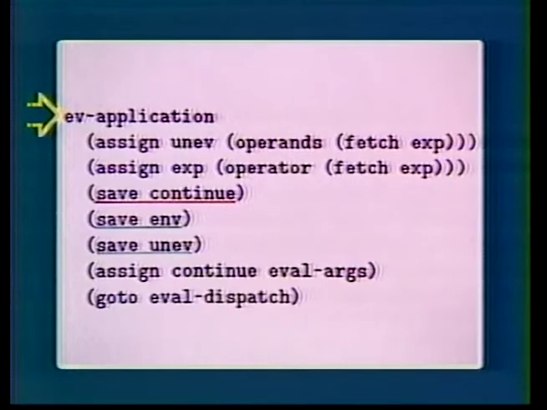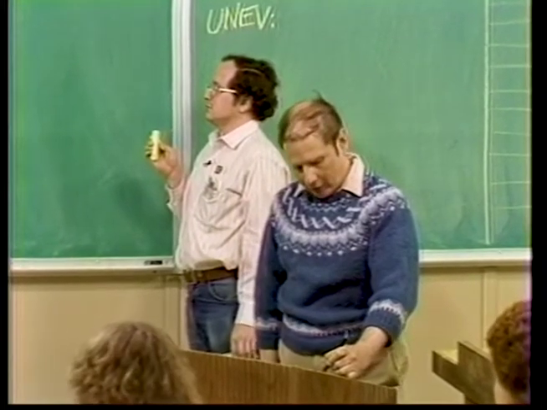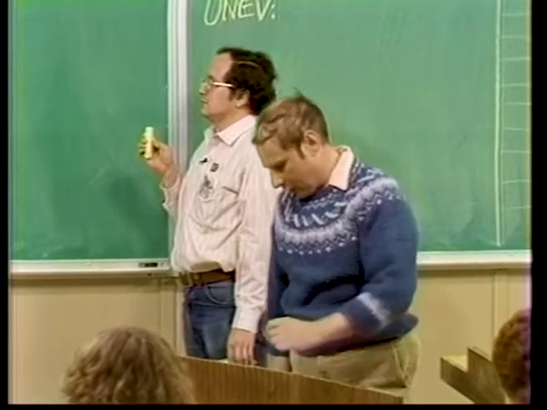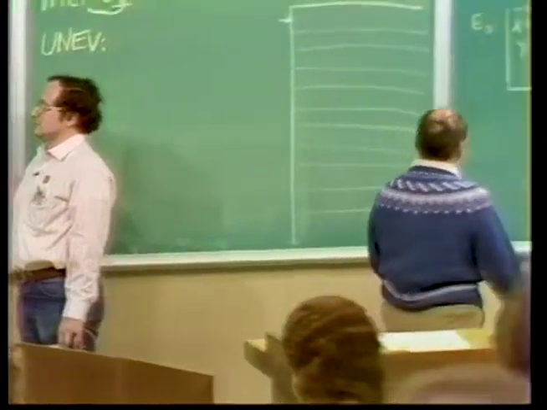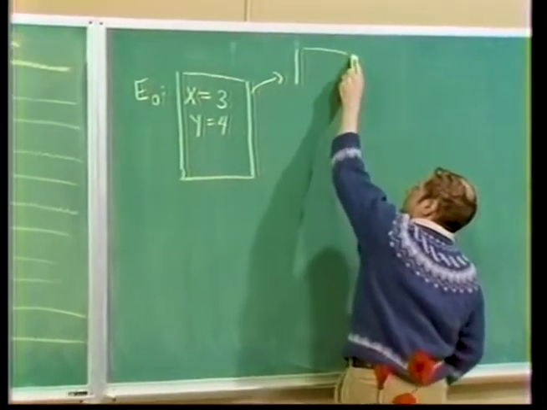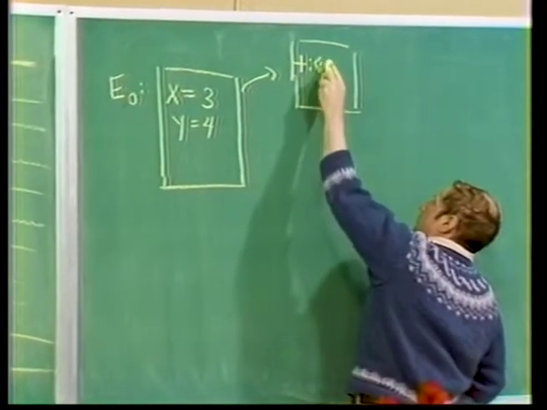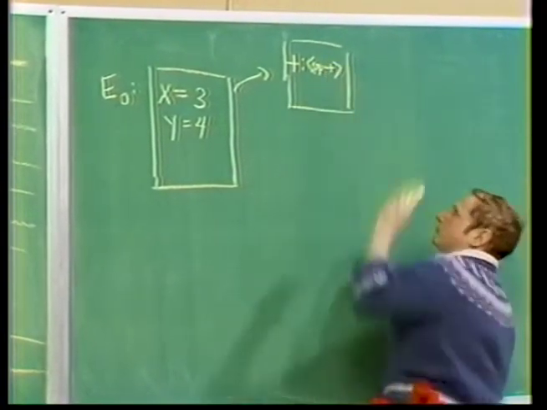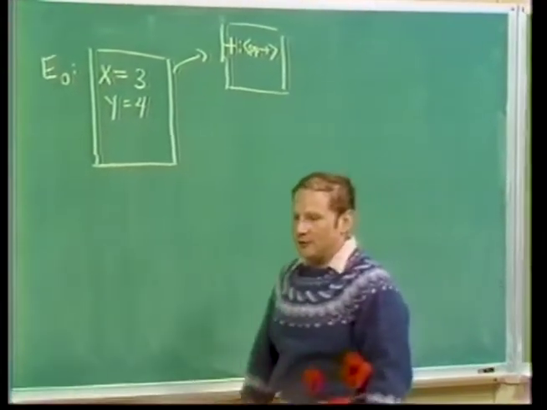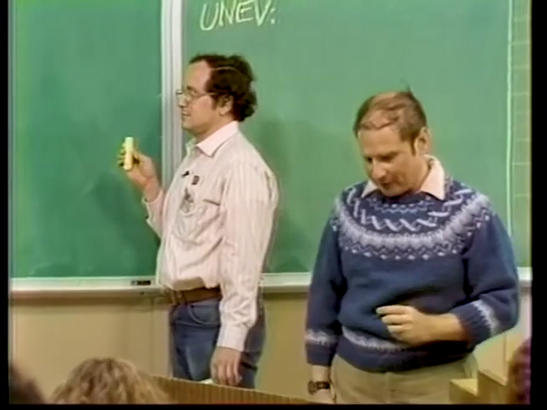Okay. EV application, remember what it's going to do overall. It is going to evaluate the operator, it's going to evaluate the arguments, and then it's going to go apply them. So before we start, since we're being very literal, we better remember that somewhere in this environment, it's linked to another environment in which plus is bound to the primitive procedure plus before we get an unbound variable here in our machine.